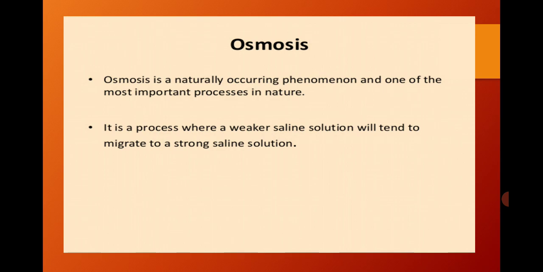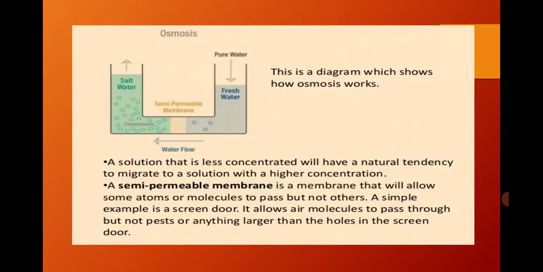Osmosis is a naturally occurring phenomenon and one of the most important processes in nature. It is a process where a weaker saline solution will tend to migrate to a strong saline solution. This is a diagram which shows how osmosis works. A solution that is less concentrated will have a natural tendency to migrate to a solution with a higher concentration.